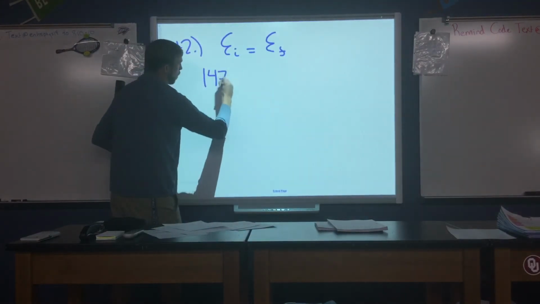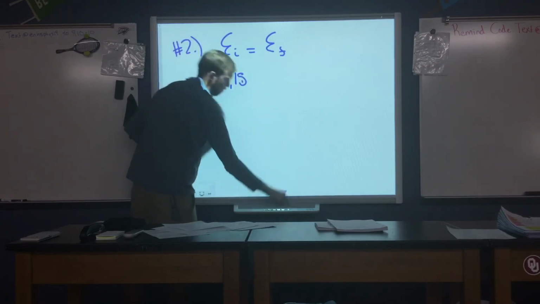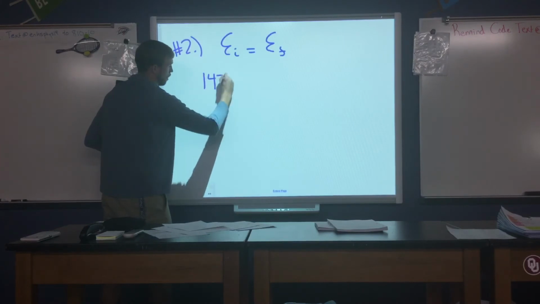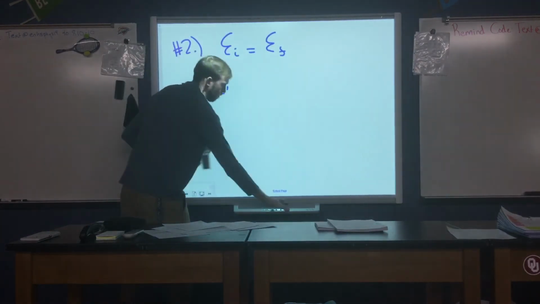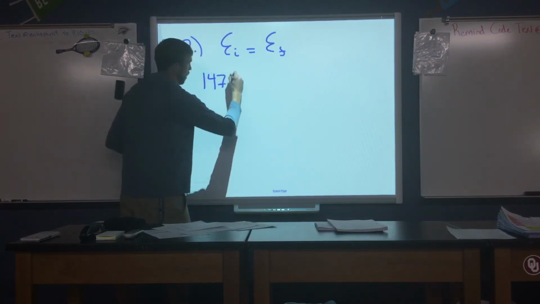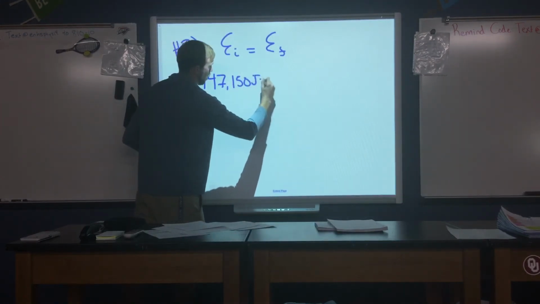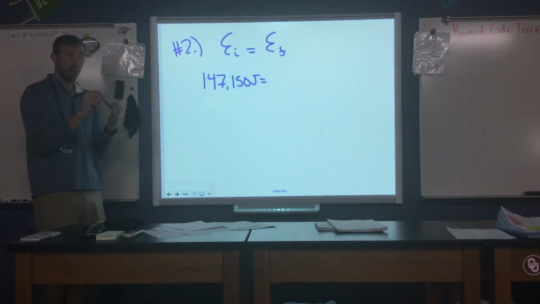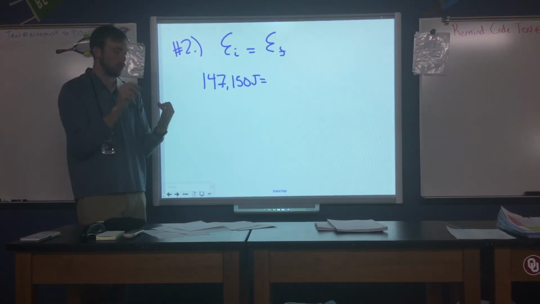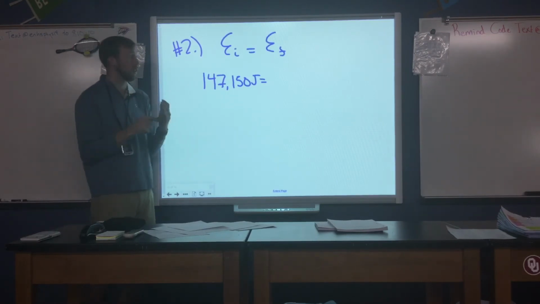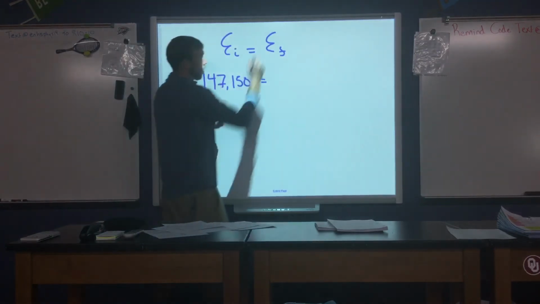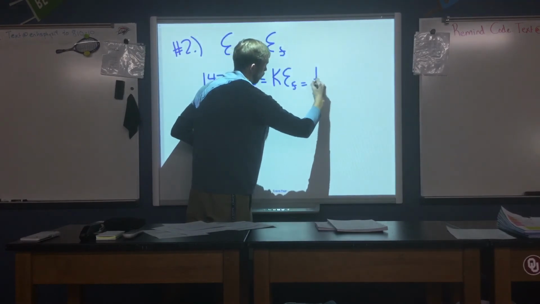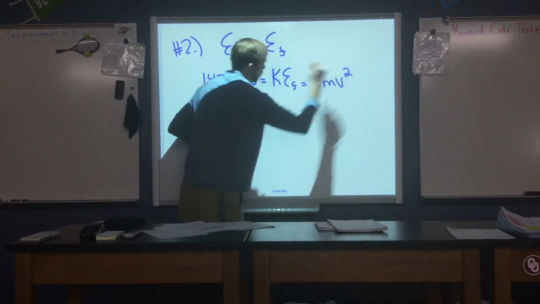Initially, we calculated that our object has 147,150 joules. Sorry, the board seems to be a little bit sensitive here, so I apologize for any extra markings. So 147,150 joules is equal to our energy final, which, if we think about what types of energies we would have there, our object would be on the ground, so no gravitational potential energy. There are no springs involved here, so no spring potential energy. So really our energy final is all going to be kinetic energy, which would be equivalent to 1/2 mv squared.